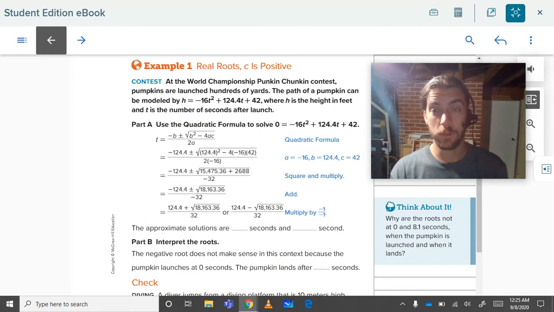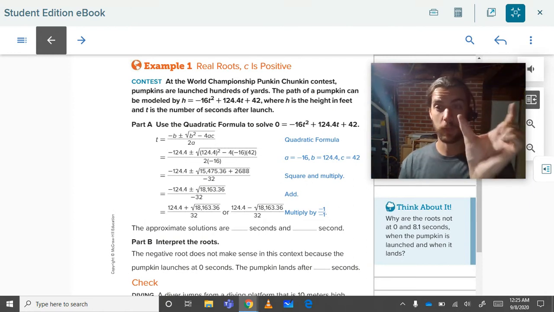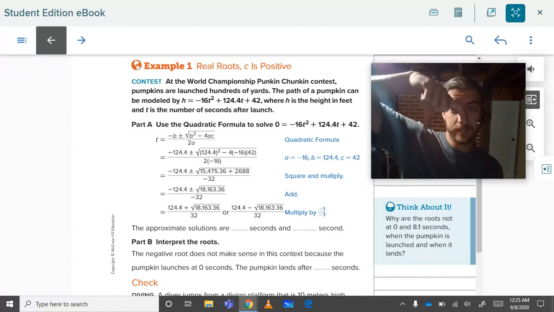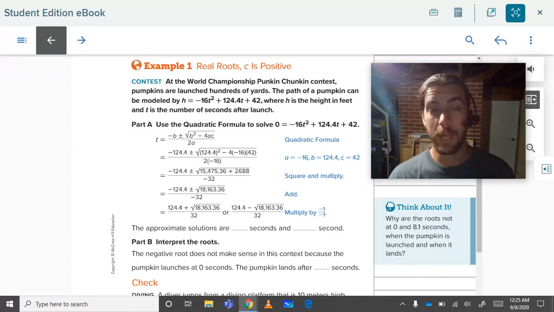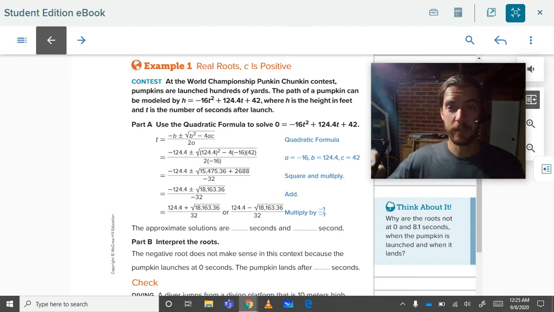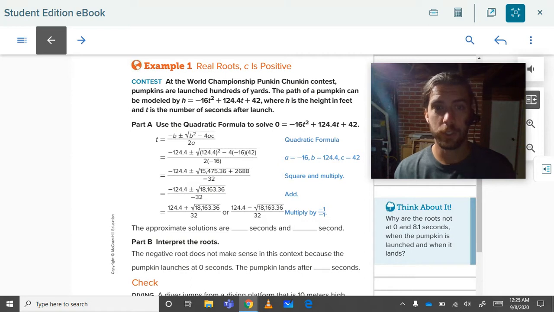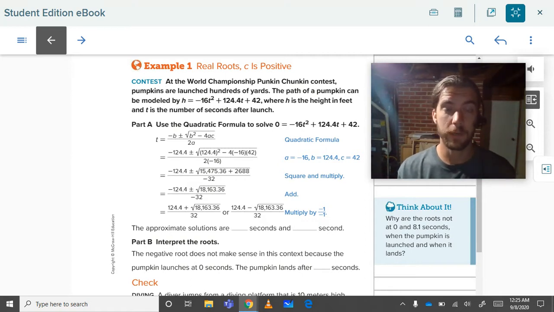So if you pause there and think, which way should this parabola be facing? Should it be facing upwards or should it be facing downwards? Well, you'd look at your A term there, that negative 16 at the front, and that would be telling you that you have a downwards facing parabola, which would make sense. We're talking about projectile motion here, things that go up and come back down, like a pumpkin being launched. So that should kind of fit the scenario.